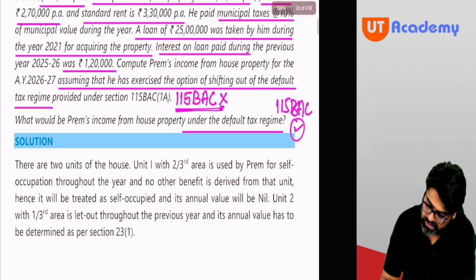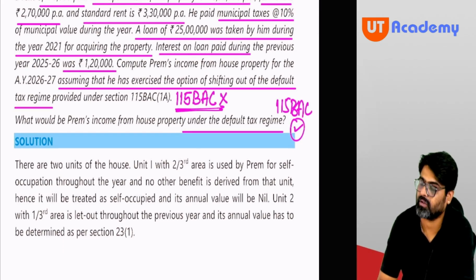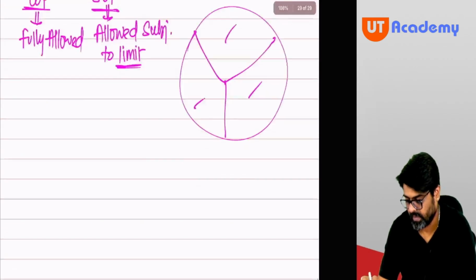Yes or no? Now, compute Prem's income from house property for the assessment year 26-27, assuming that he exercised the option of shifting out of the default tax regime. How will you present this? Come on, let's see. Name of the assessee and everything you are going to write. Okay?